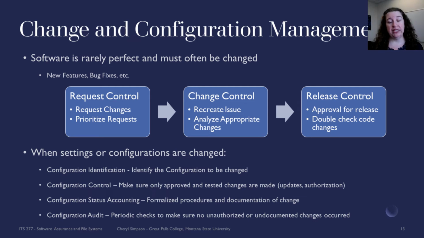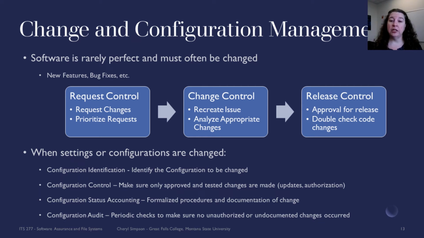Finally, we get to the release control, which is where somebody other than the developer should be approving the release. Did you fix it? Can I check? Check the code changes to make sure that you haven't broken anything else, and release the control back. We finish the change management. So change management needs to follow a subset of steps from point A to point B.